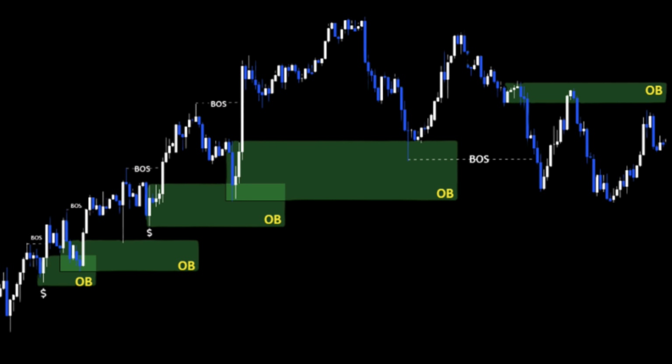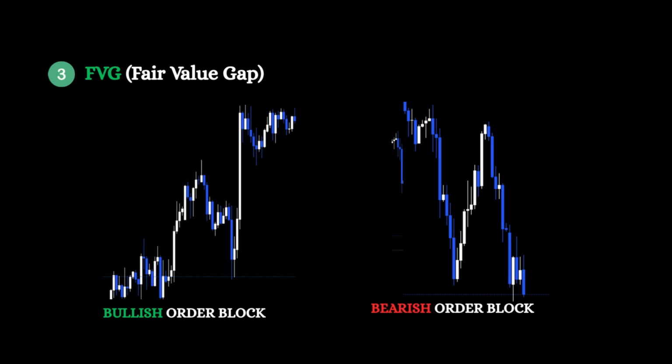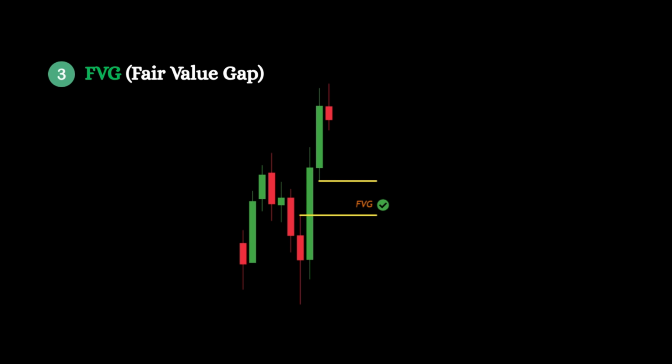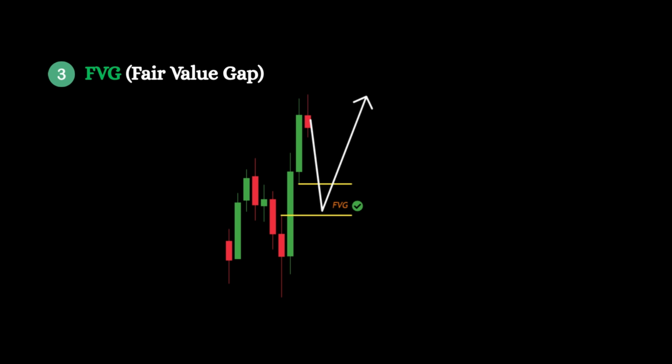Now that we've confirmed the break of structure, it's time to take it one step further. Institutions don't move the market randomly. They often leave behind a footprint called a fair value gap. Spotting this gap gives us an edge to understand where price is most likely to return. This image illustrates it perfectly. A fair value gap is the void left by the price after a fast move. It often acts like a magnet that the price comes back to test before continuing.